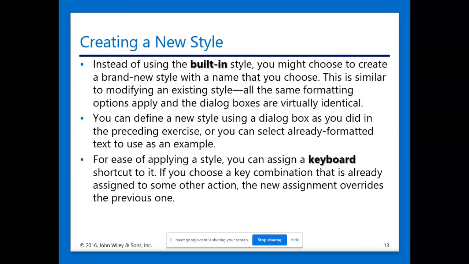You can also create a new style. Instead of using the built-in style, you might choose to create a brand new style with the name that you choose. This is similar to modifying an existing style. All the same formatting options apply, and the dialog boxes are virtually identical. You can define a new style using a dialog box as you did in the preceding exercise, or you can select already formatted text to use as an example.